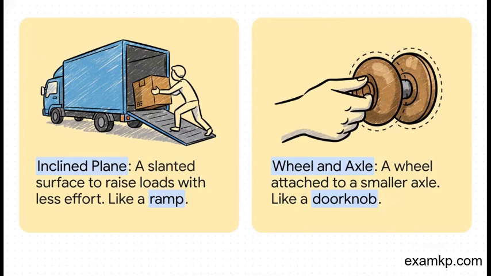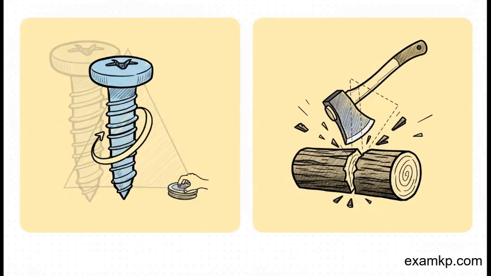And then there's the wheel and axle. Think about a car's steering wheel or even a doorknob. You apply a small force to the big wheel and it creates a much stronger turning force on the small axle. And our final two, the screw is really just an inclined plane that's been wrapped around a cylinder. The lid on a jar is a perfect example.